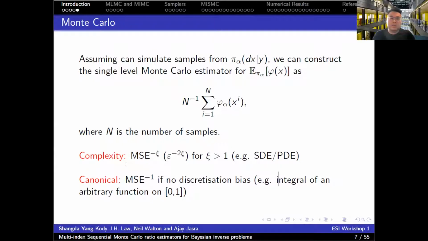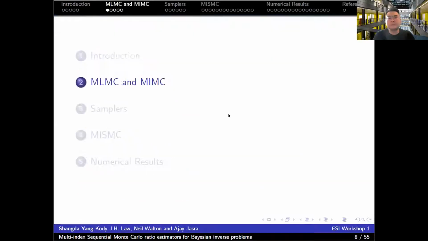Well, the canonical rate for Monte Carlo type methods is MSE to the power of -1 if we do not have discretization bias. This is the case when we approximate the integral of an arbitrary function on some specific interval, for example, 0 to 1. Okay, so in the following sections, I will show how we can improve the complexity of MSE to the power of minus psi to MSE to the power of -1, even if we have discretization bias.